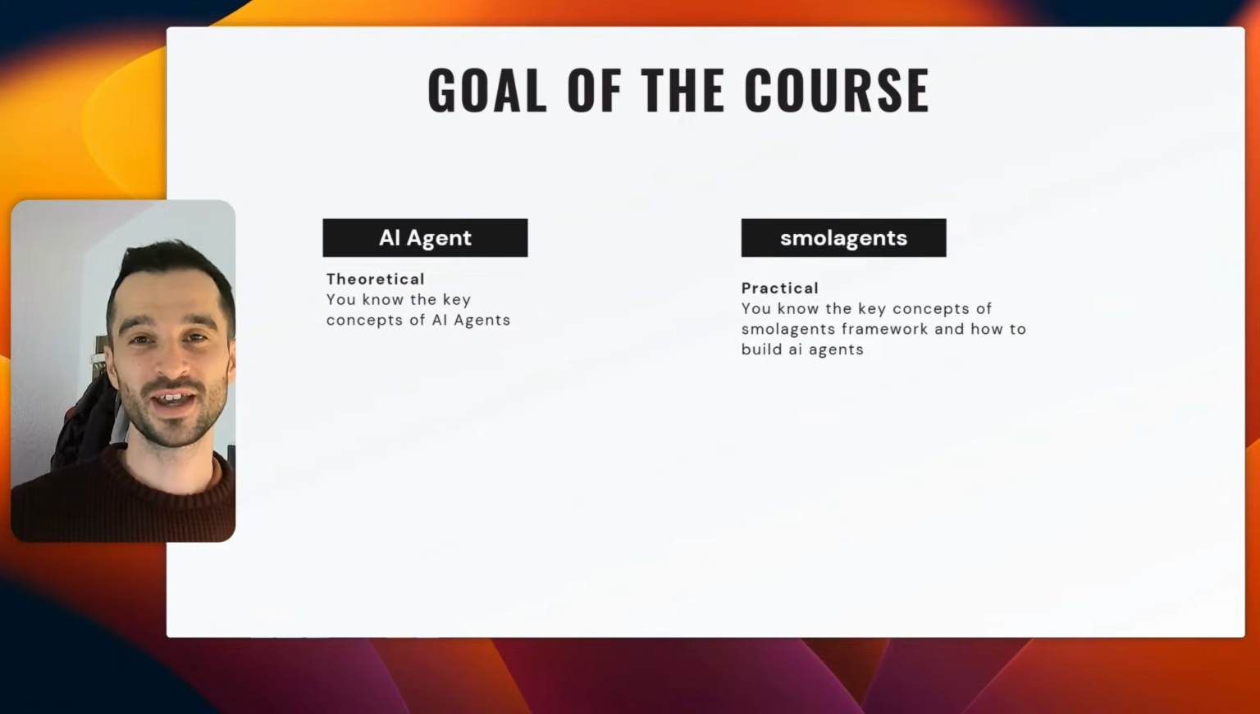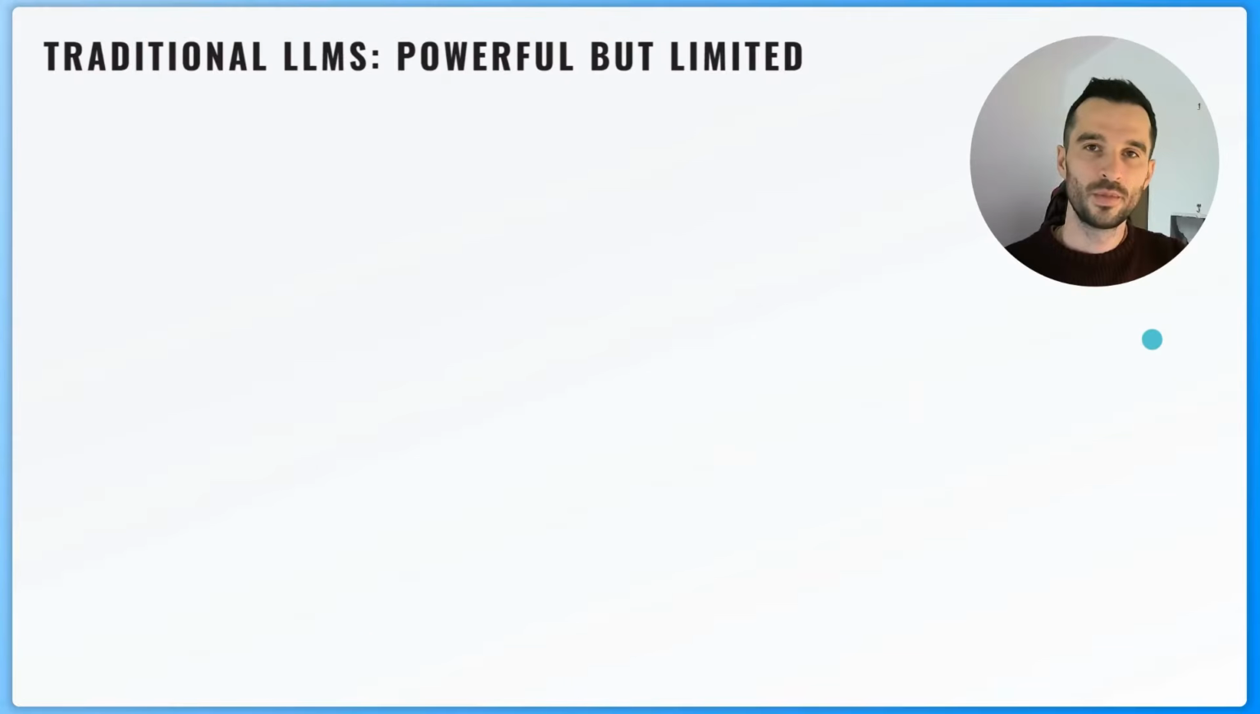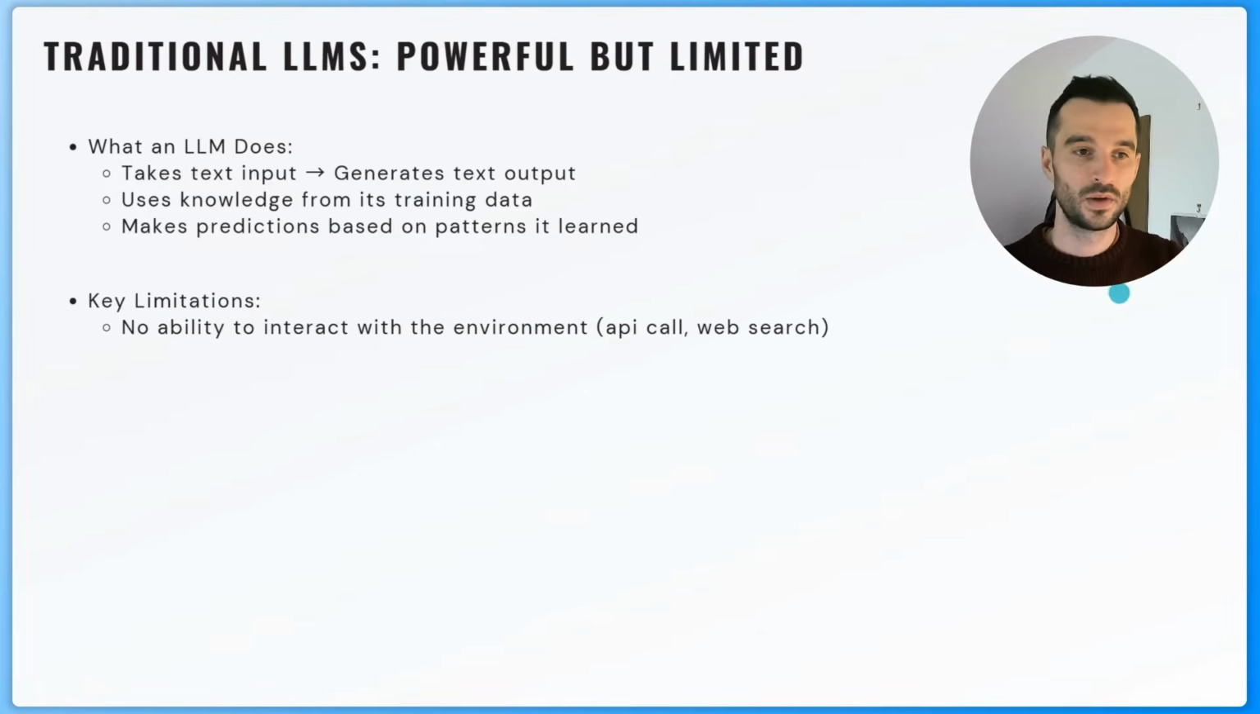Enough talking, and I would say let's directly jump into the first section. Before we talk about AI agents, we quickly need to talk about large language models. So let's quickly recap what an LLM does for us. We give it a text input, the so-called prompt, and then we get some text output back. And it can do it because it was trained with a lot of data during the training phase, and it makes a prediction based on patterns it learned.